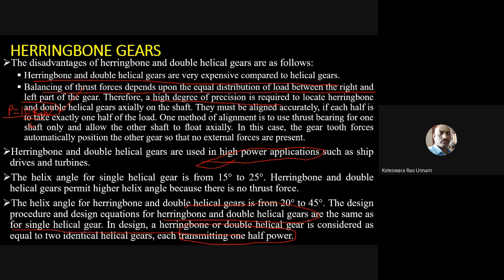So you only have to design the gear for 5 kilowatts, because you have two gears here, either in a herringbone or double helical gear. There are two helical gears, so you need to reduce the power to half, and based on that half of the power, you need to design the helical gears. Okay, so this is about herringbone and helical gears.